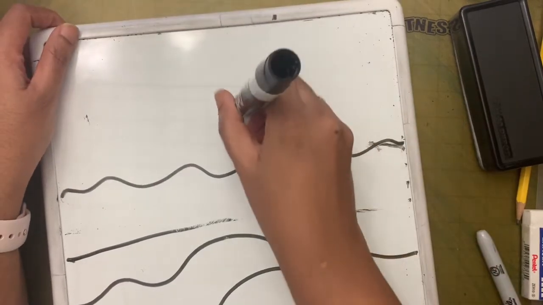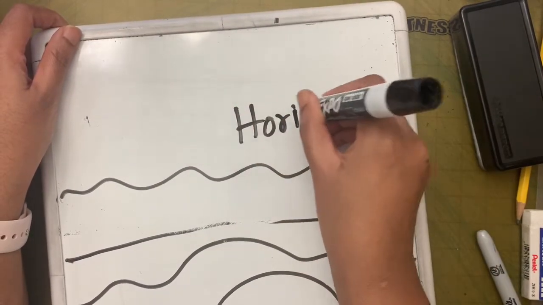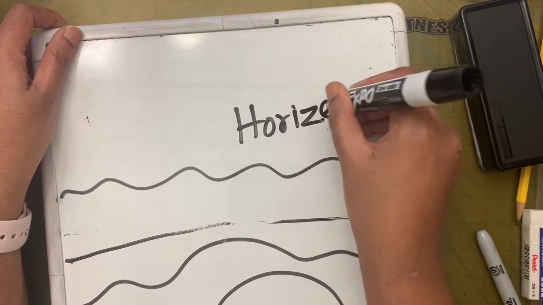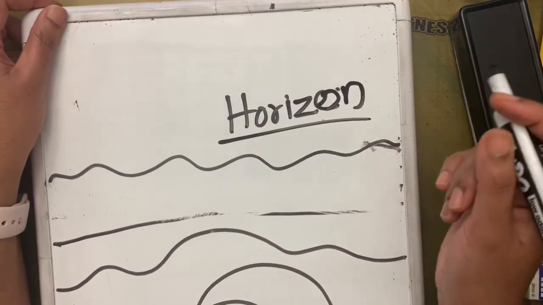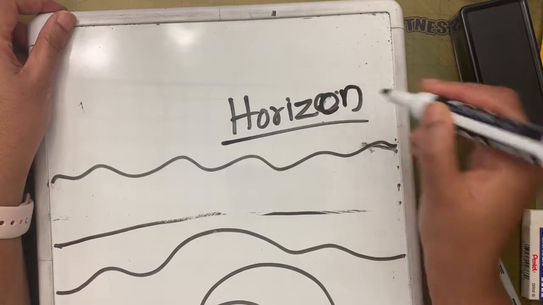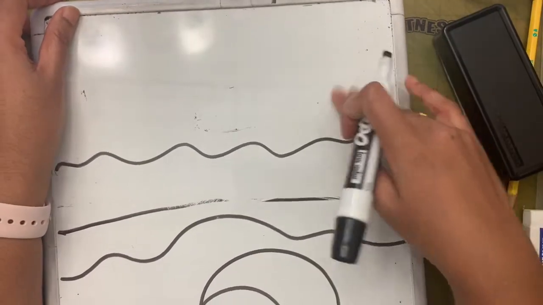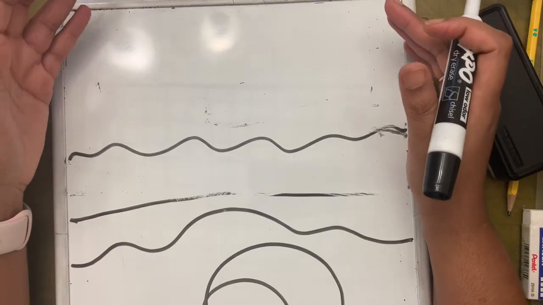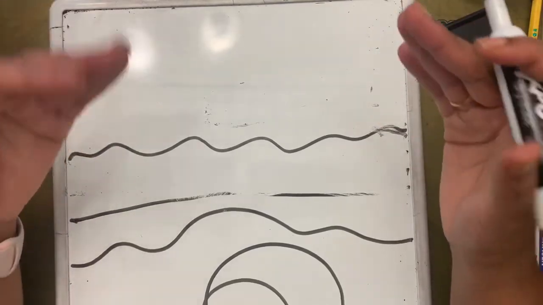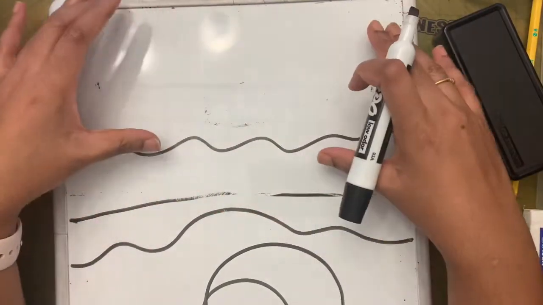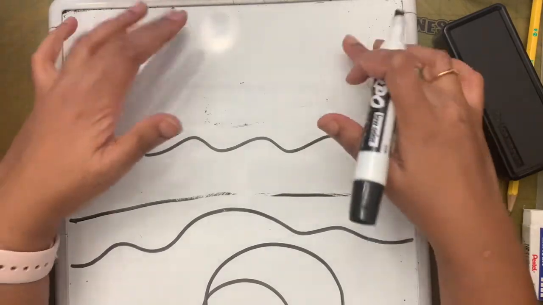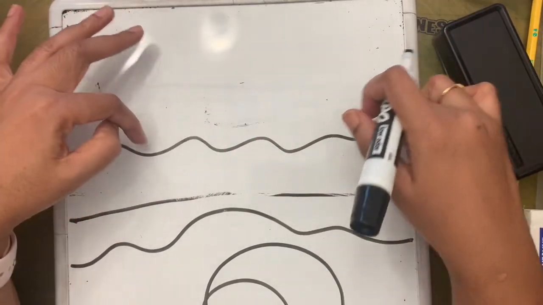So it is the horizon line. I was spelling it wrong. If you're drawing a sea, it would be the place where the sky meets the sea. So this is where the sky meets the ground. So this is the horizon line.